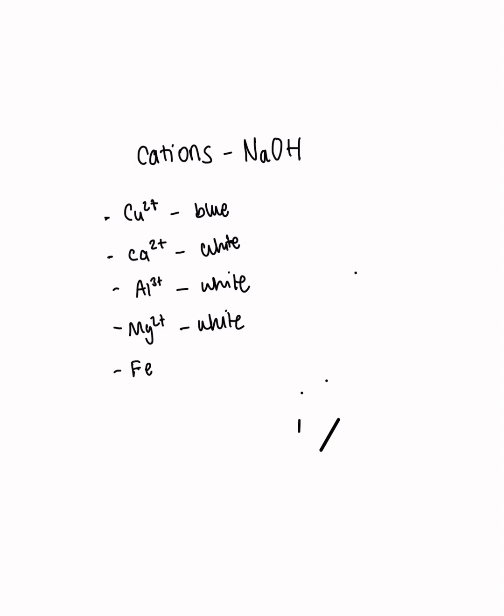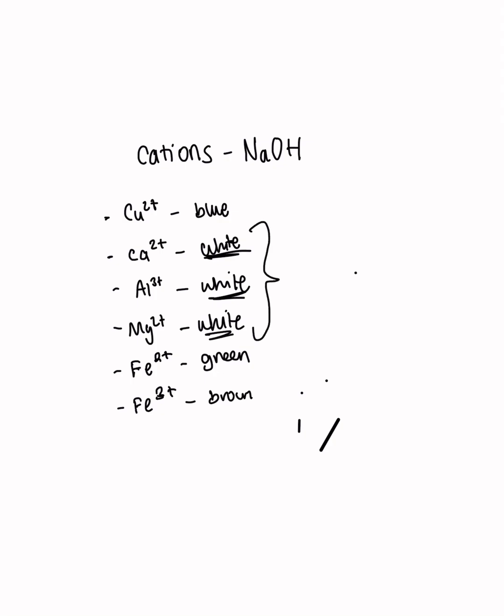Now, iron can exist as two different ions, so it can be Fe2+ or Fe3+. If there's Fe2+ ions present, it forms a green precipitate, and if there's Fe3+ ions present, it forms a brown precipitate. Now, here's a question. How can we tell which one's aluminium, which one's magnesium, and which one's calcium, since they're all white?